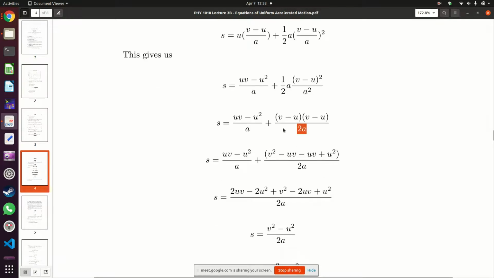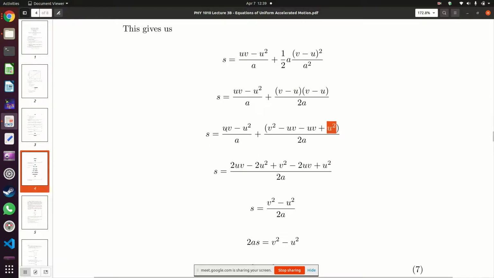Okay. Then next you expand this thing inside here. So you end up with v multiplied by v, that's v squared, then v multiplied by minus u, that is minus uv, then minus u multiplied by v, you end up with another minus uv here. Then you have minus u multiplied by minus u, you end up with plus u squared there. So we have s is equal to uv minus u squared over a plus this whole expression here, divided by 2a. Then you have got this minus uv minus uv. So basically that ends up becoming minus 2uv.